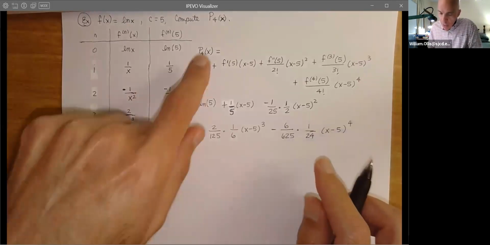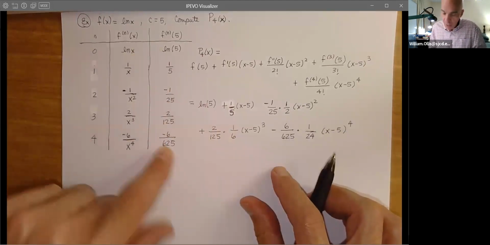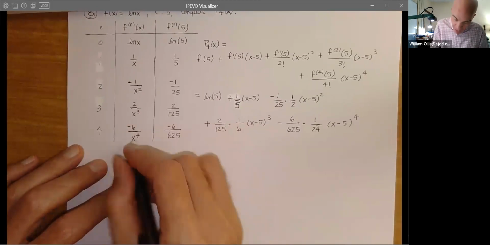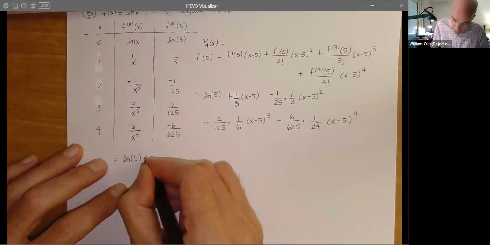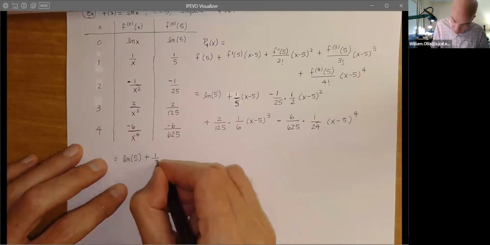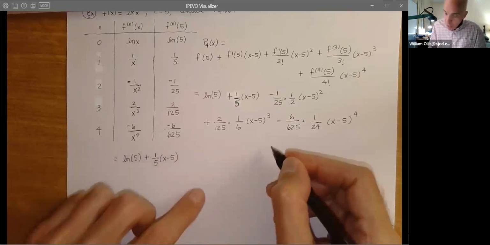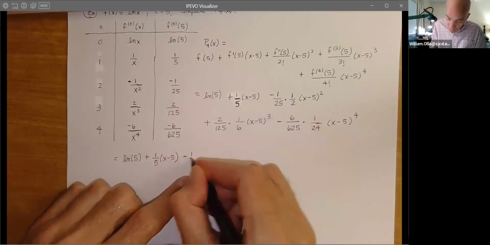So again, just pair everything off. And if you've got these all stated, just be sure to move down the list correctly. So now what does this give us? So we have ln of 5 plus 1/5 x minus 5. And then, of course, the 25 times the 2, that'll give us a negative 1 over 50.